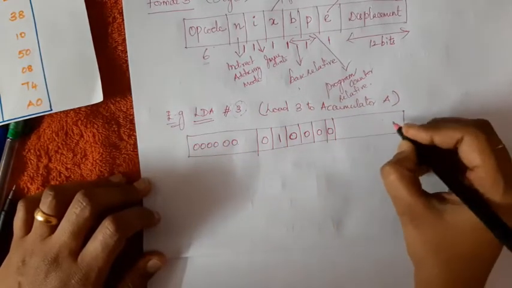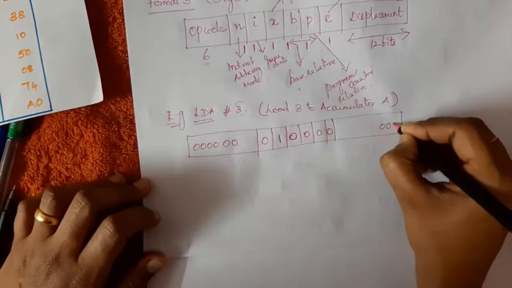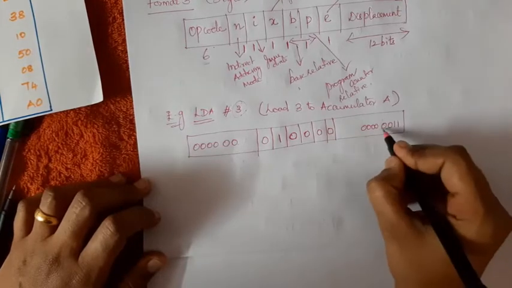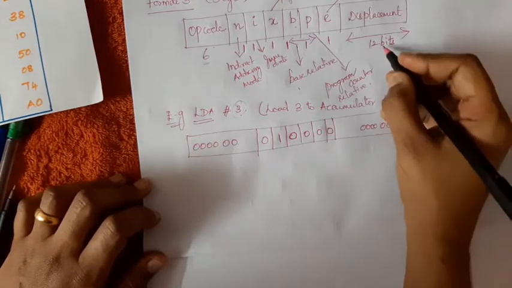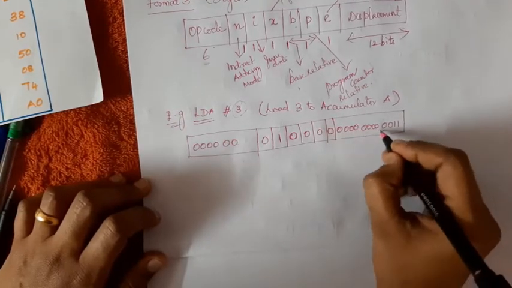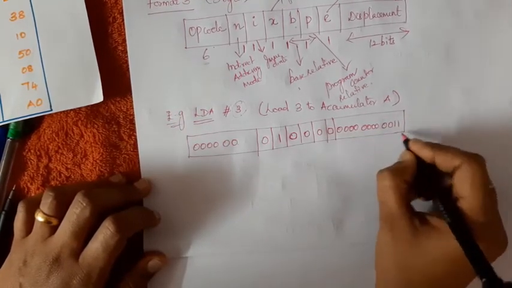Okay. How do we write? 0, 0, 1, 1. Okay. 0, 0, 0, 0. And again 4, 8. It holds 12 bits from 0, 0, 0, 0. Now 4, 8, 12. Okay. So the value would be 3.